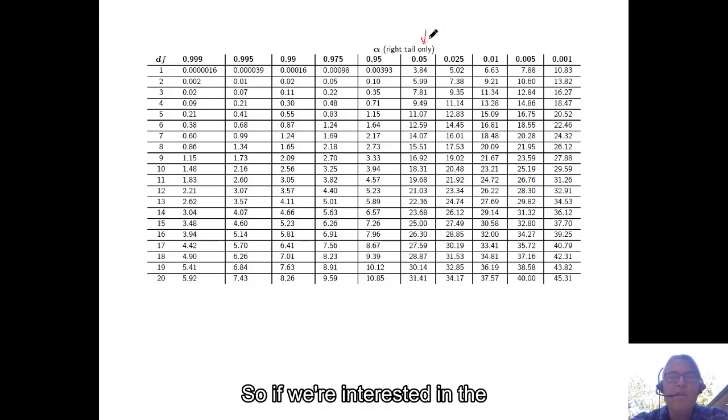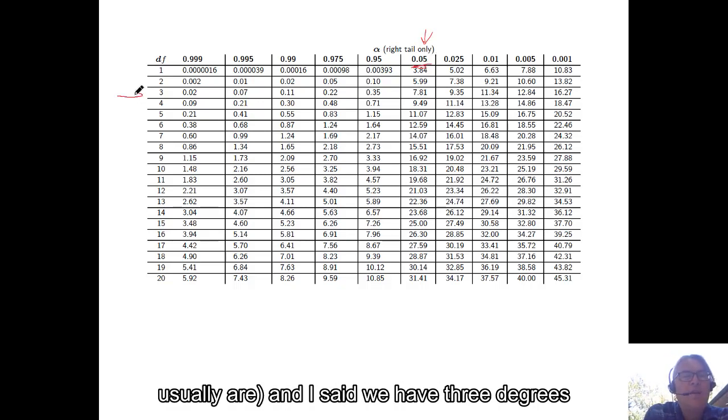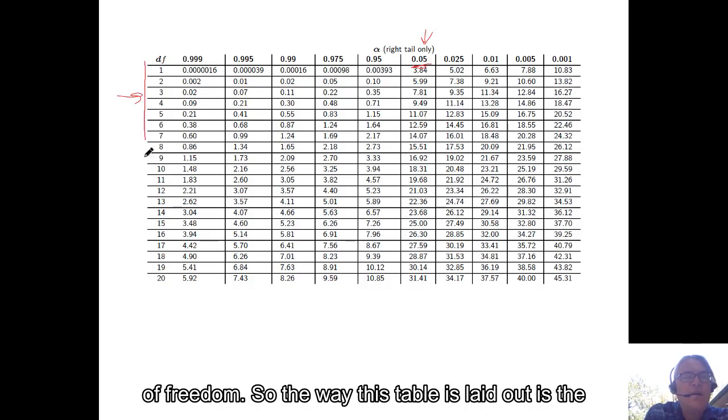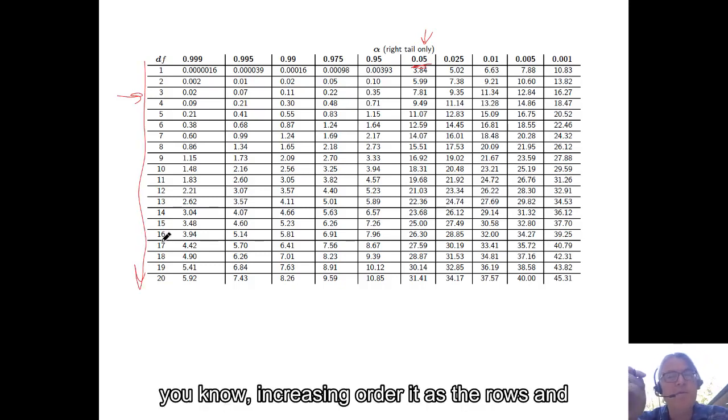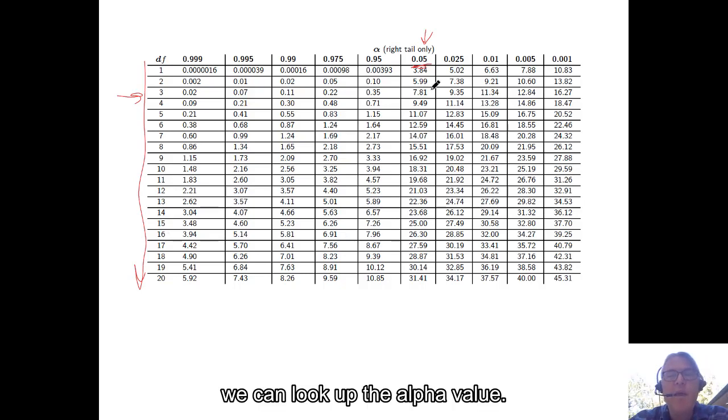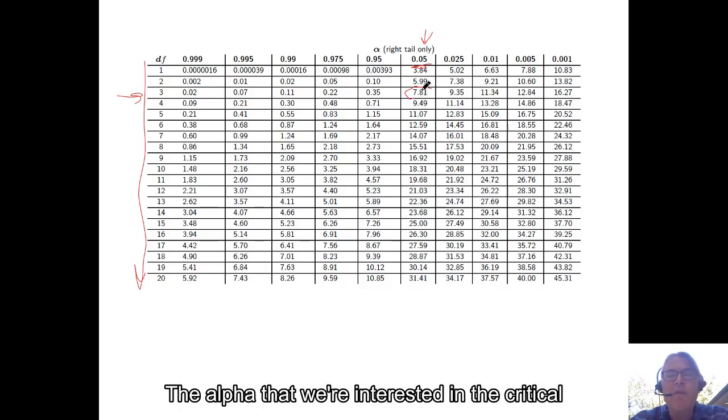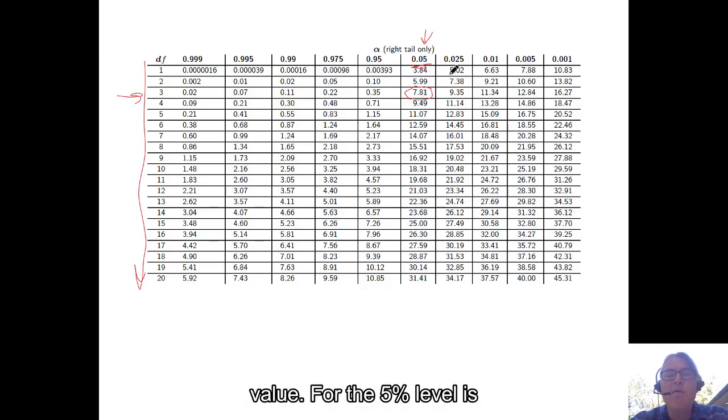So if we're interested in the alpha of 0.05 level, as we usually are, and we have 3 degrees of freedom, the way this table is laid out is that the degrees of freedom go down as the rows, in increasing order from one, and we can look up the alpha that we're interested in. The critical value for the 5% level is 7.81.